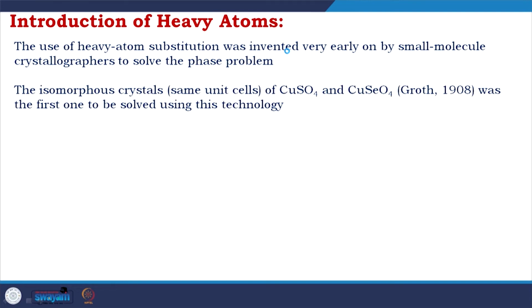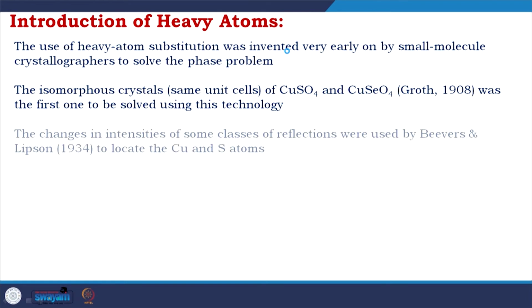crystals which are of the same type like CuSO4 with sulfur and CuSeO4 with selenium. Two copper complexes, one made with sulfur and one with selenium, was the first to be solved using the technique of isomorphous replacement. The changes in intensities of some classes of reflection were used by Beevers and Lipson to locate the copper and sulfur atoms.